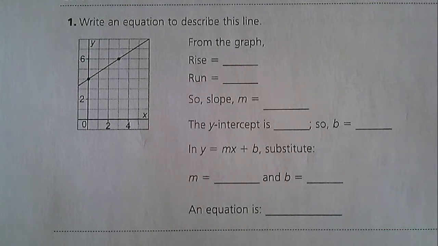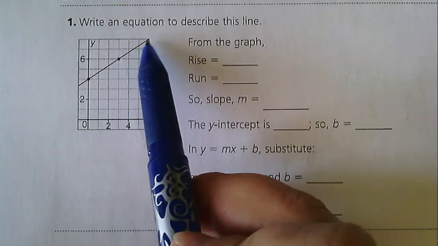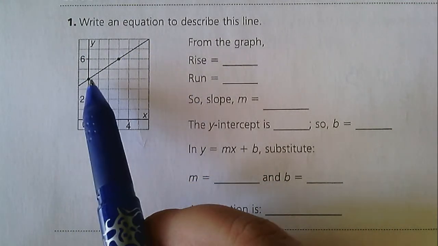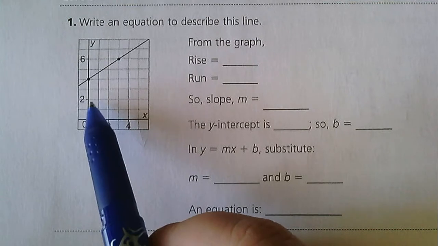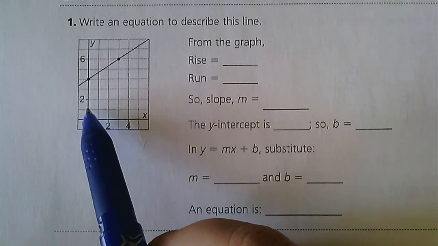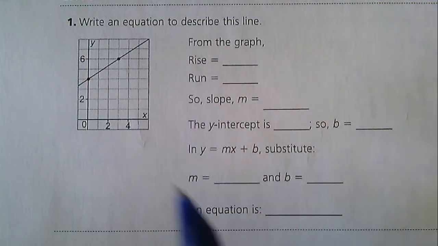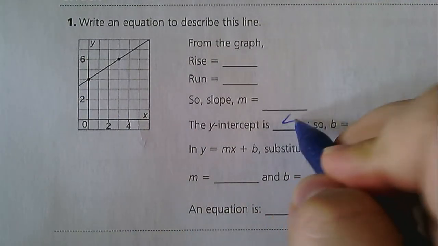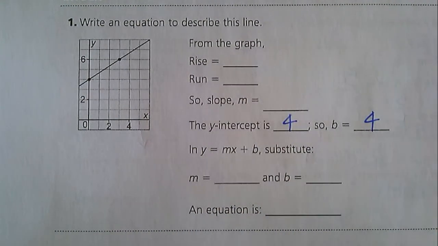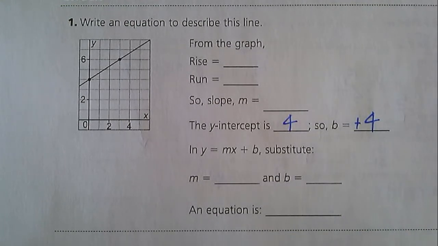So even though it says from the graph, let's start with the rise over run, I like to start with the y-intercept first. So I'm going to take a look at this graph. Where does the line cross the y-axis or the vertical axis? Well, this graph is going up by 1 for each, so it crosses at 2, 3, 4. So it crosses at a positive 4. Okay, so that means my b value is going to be a positive 4.